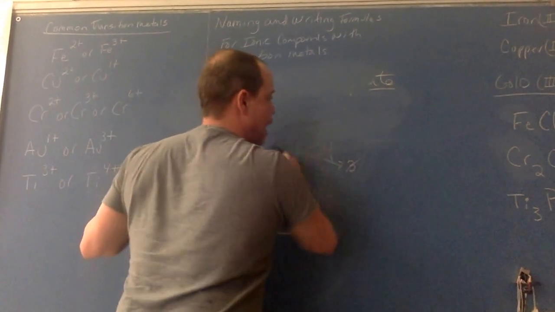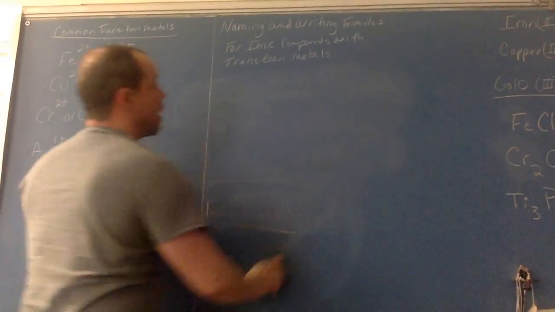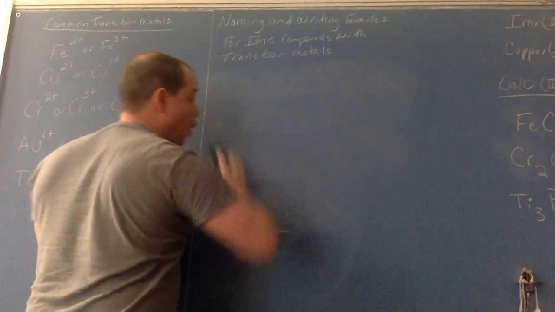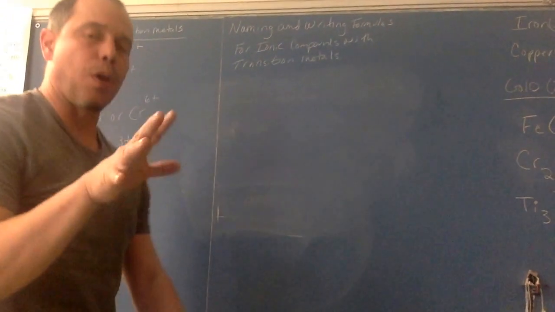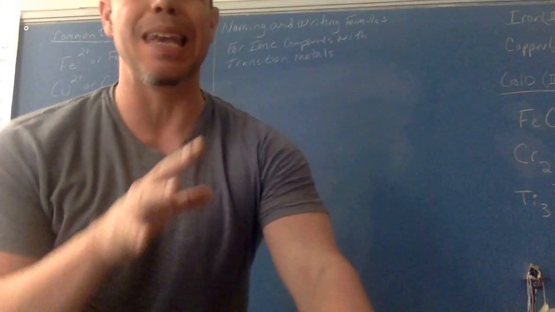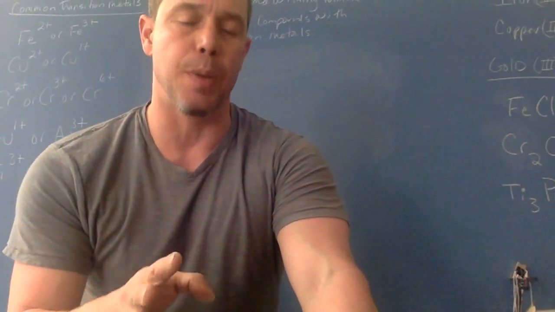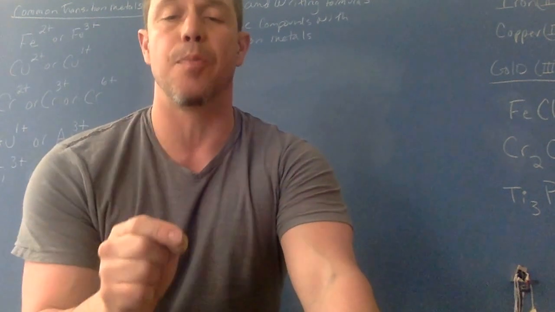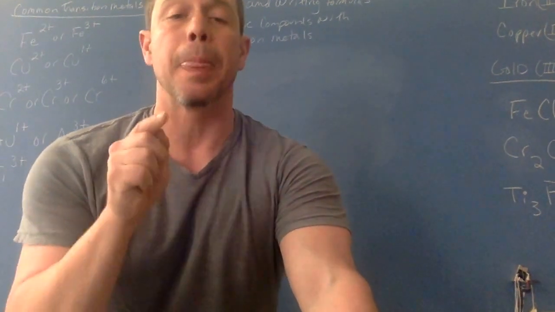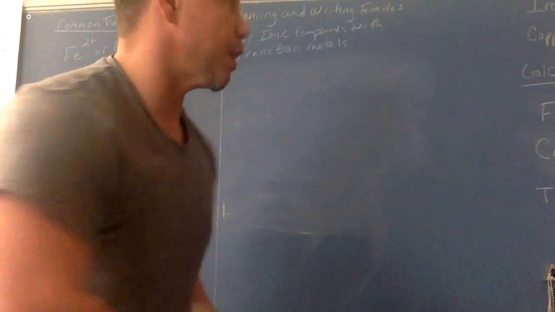So let's take a look at another set. But this time, we're going to write the names for these ionic compounds with transition metals. So let's start off. This is the tough part. If you thought the last part was easy, this next part gets tough. So let's take a look at the first one.